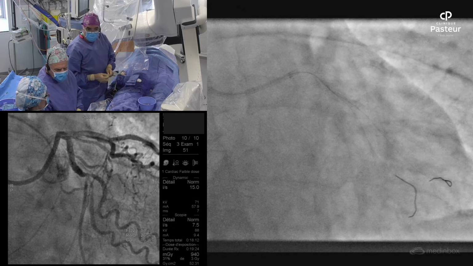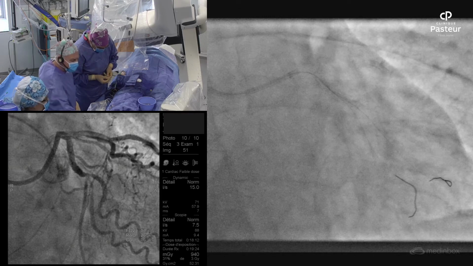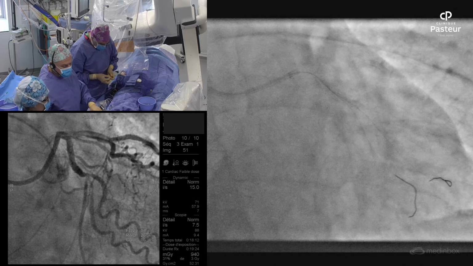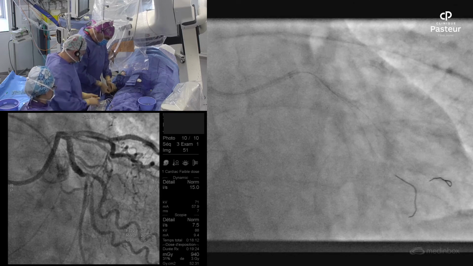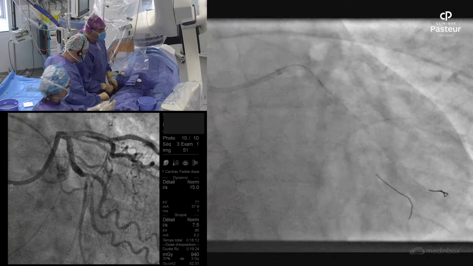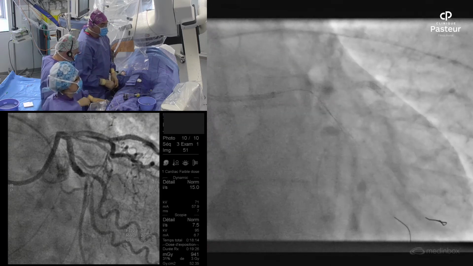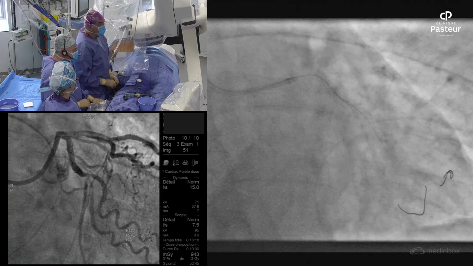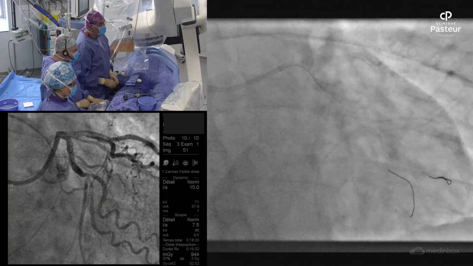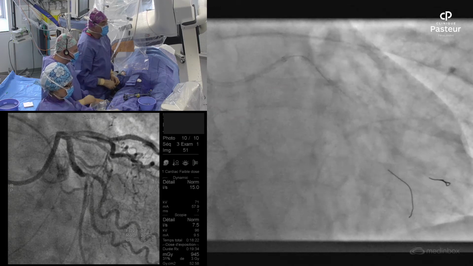Thank you for the comment. It was a run-through wire. A hydrophilic wire. You can do without a hydrophilic wire, but in this particular situation, I think a hydrophilic wire is certainly the best wire. So you can take this one or another one.